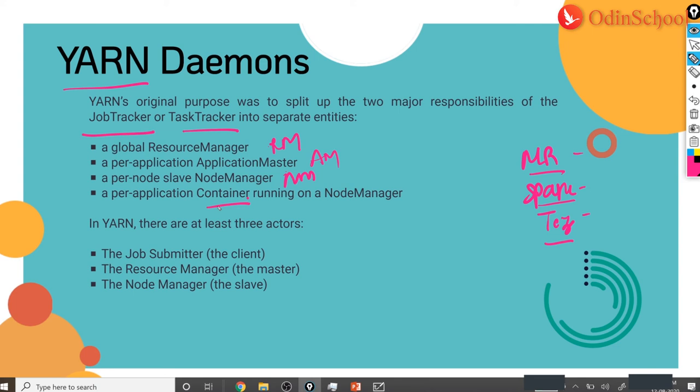So these are the four entities which are newly introduced as a part of YARN, and the job tracker and task tracker are now gone. These four entities are in charge of scheduling your actual mundane tasks or monitoring, or whatever you say, which was done by the job tracker and task tracker. They are easily and efficiently done by all these four entities. If we talk about actors, then at least three actors should be there. There should be a client who is submitting the job, a master, which is the resource manager now, and a slave, which is the node manager.